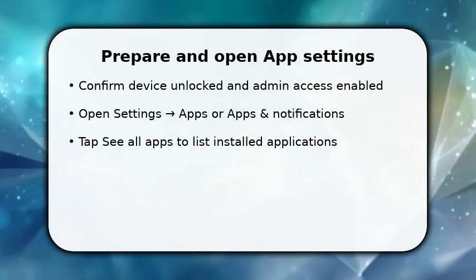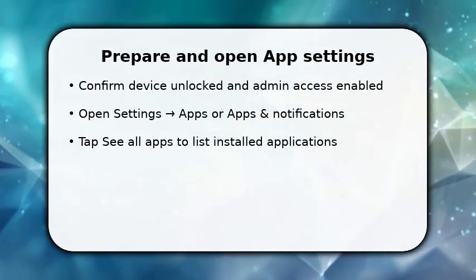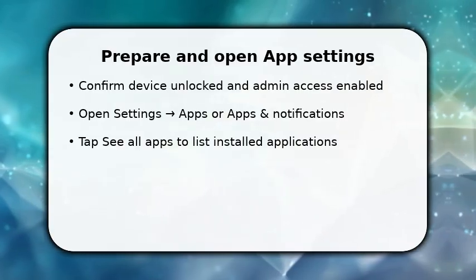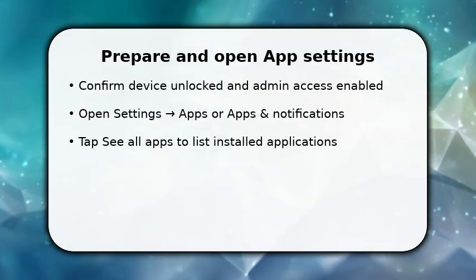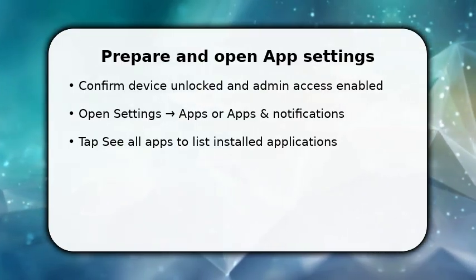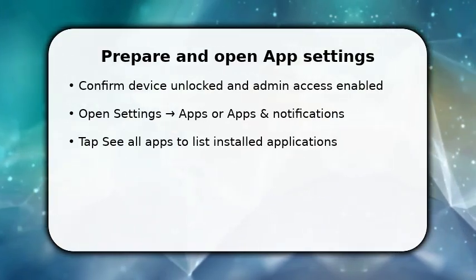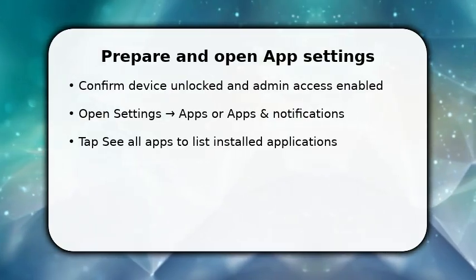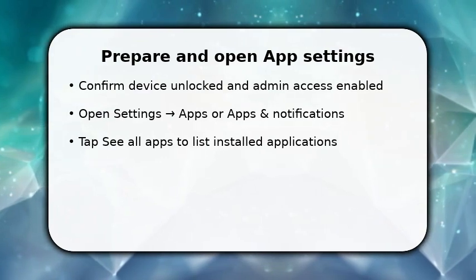You start by confirming you have device unlock and any required admin permission. This prevents surprises. Once ready, open Settings and choose Apps or Apps and Notifications so you see app controls. Make sure to tap See All Apps to reveal the full installed list. You need the exact entry. If you use a customized launcher, search within Settings for installed apps. This first step gets you into the management view where disabling begins, so pause only to confirm the correct app name.